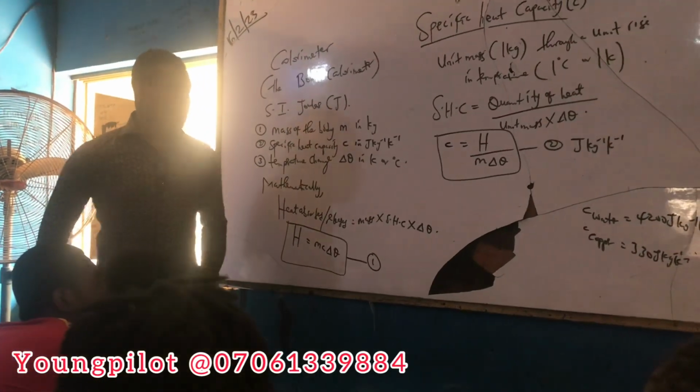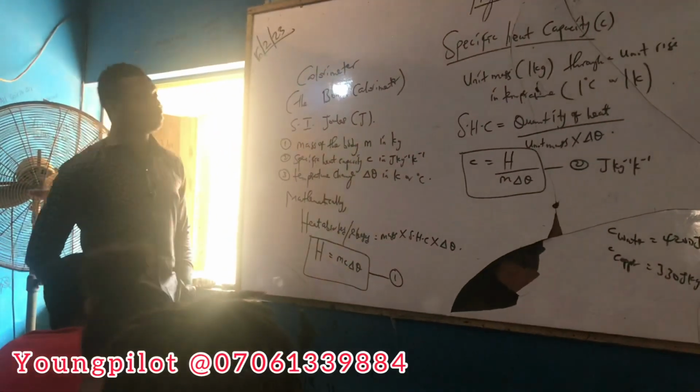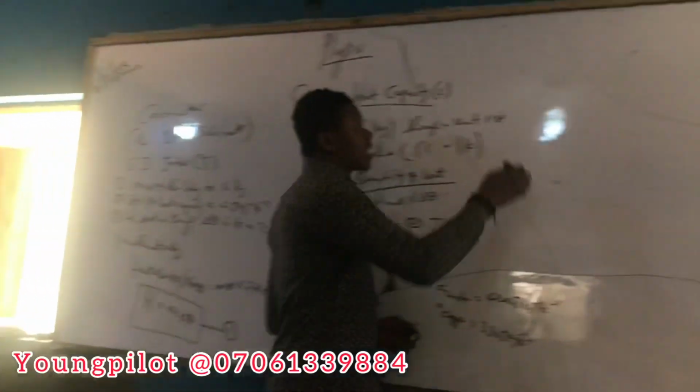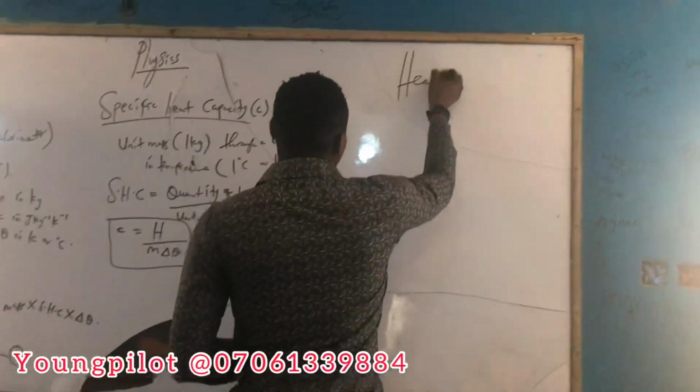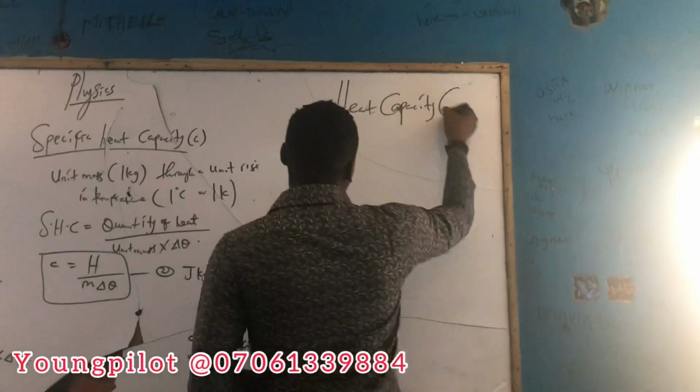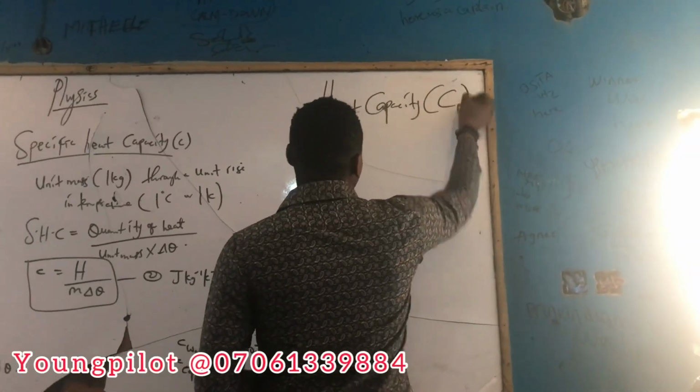All right, so let's see the next subheading. There's another parameter, we call it heat capacity. It's different from specific heat capacity. Open the bracket, it's capital letter C, subscript P.